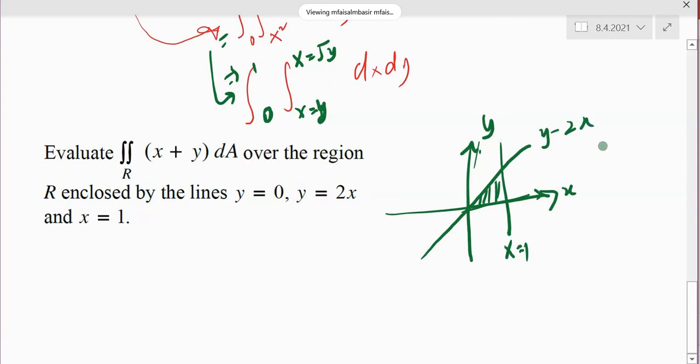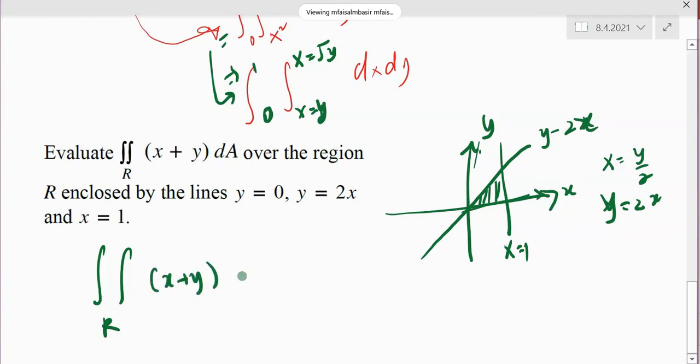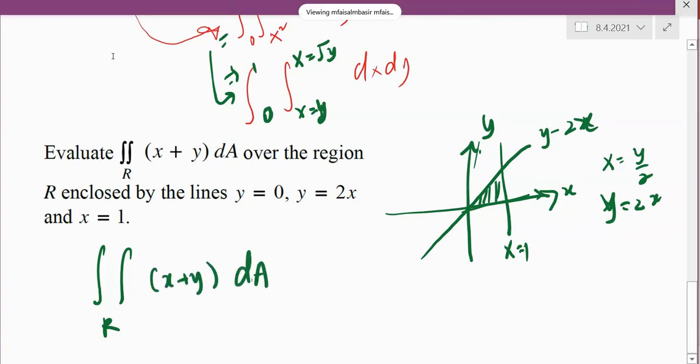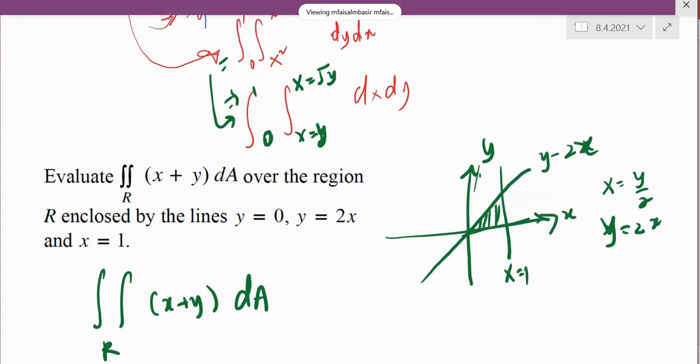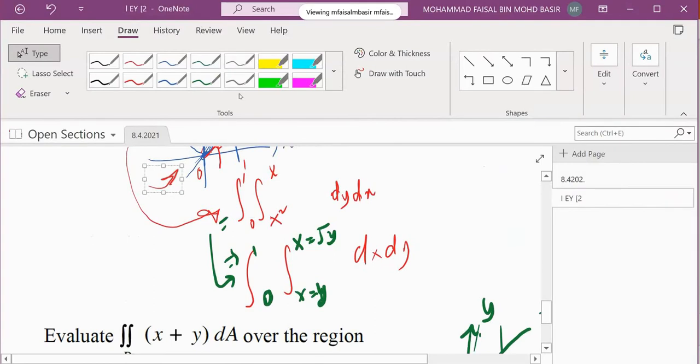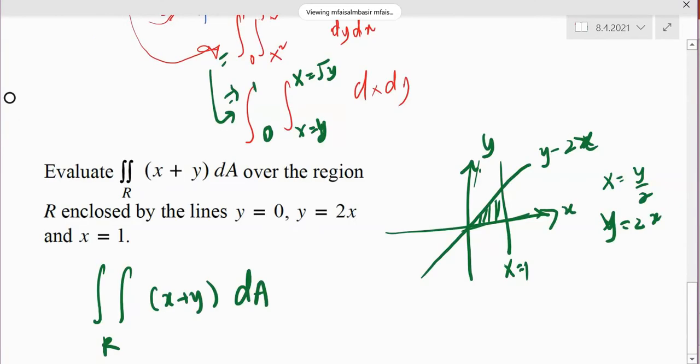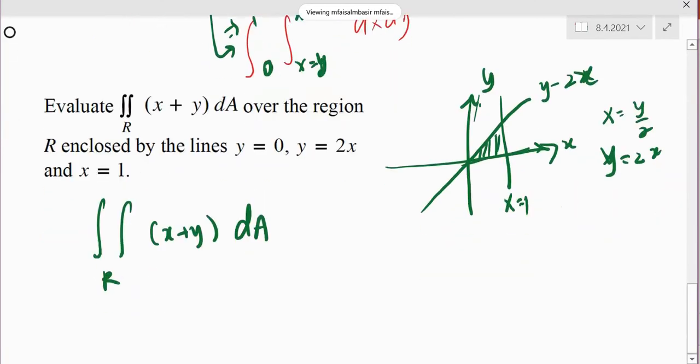So y equals 2x or x equals y over 2. So in your mind, you have these two things. Same thing, right? So you choose. You want, this is easy to integrate. So you choose. Do you want type 1 or type 2? Choose, please choose. Type 2, okay. You want type 2, means vertical or horizontal strip? Type 2 horizontal. Okay, good. Horizontal it is here.